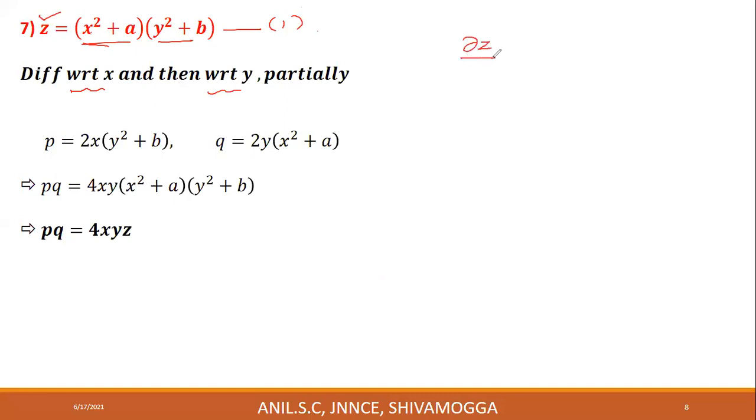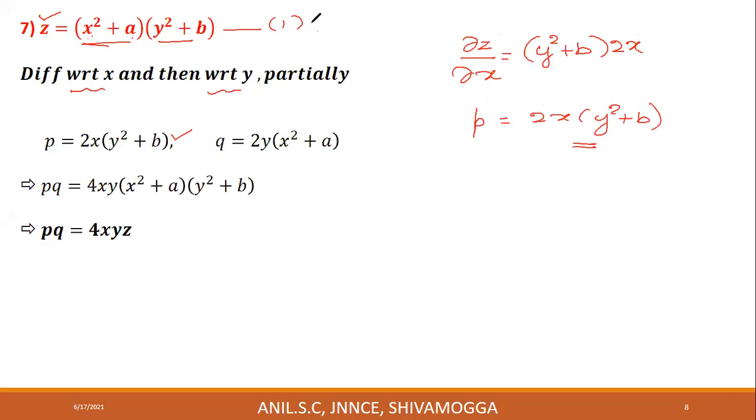The derivative of z is ∂z/∂x. z is a function of x and y. Here y² + b is independent of x, therefore it must be treated as a constant, so keep it as it is. The derivative of x² + a: the derivative of x² is 2x, and a is a constant, so its derivative is 0. And ∂z/∂x is denoted by the small letter p. This is equal to 2x(y² + b). That's what we have written here: p = 2x(y² + b).